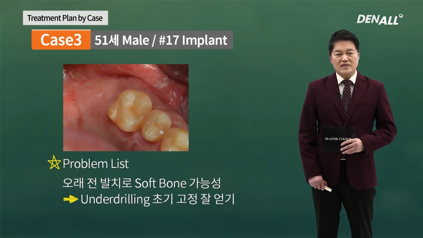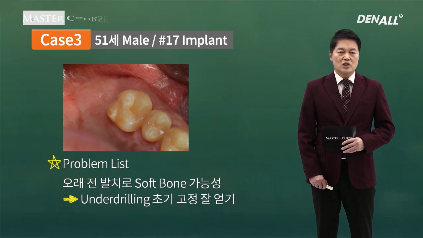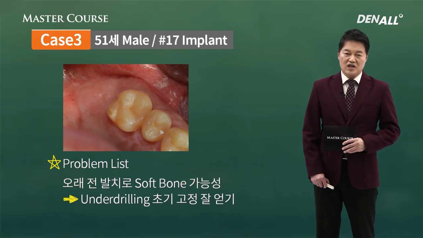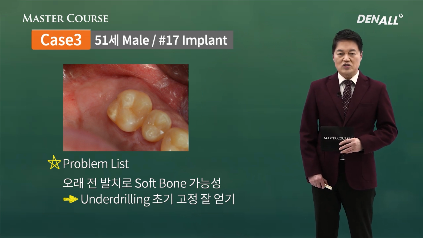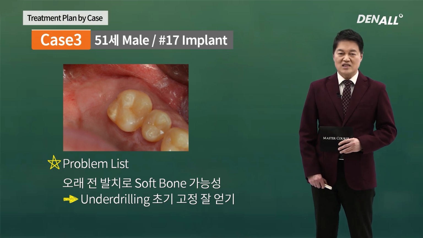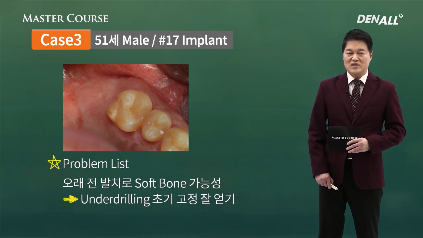In the most upper posterior area, if it has been a long time after extraction, there's a high possibility of it being soft bone. So in those cases, in order to get initial stability, you need to do under drilling by 1 size or 2 sizes. And in the case of soft bone, you need to have good direction and maintain that direction. If you continue to change that direction, you lose the chance to get initial stability. So you need to have the correct direction from the beginning.